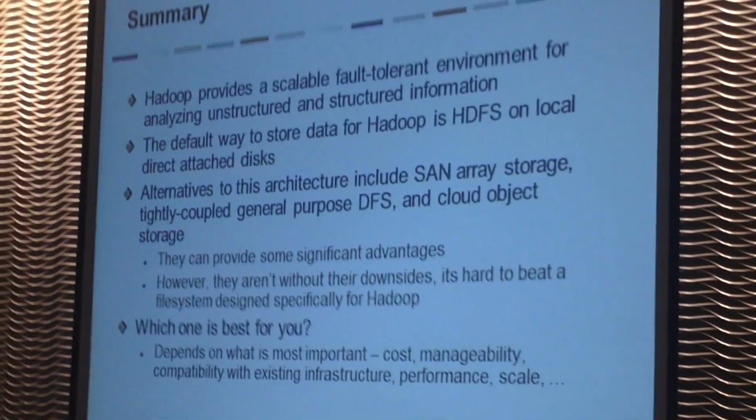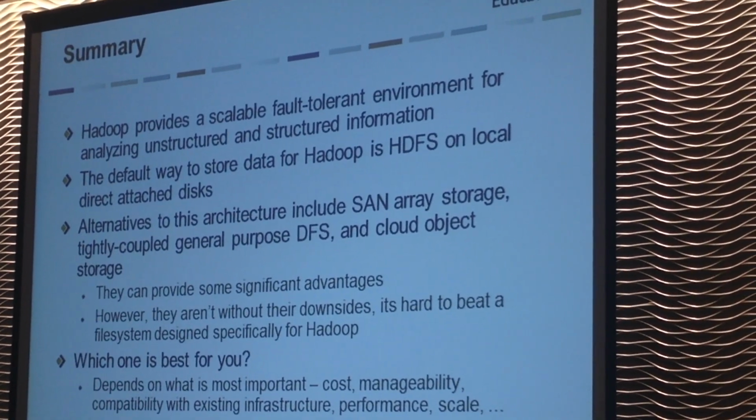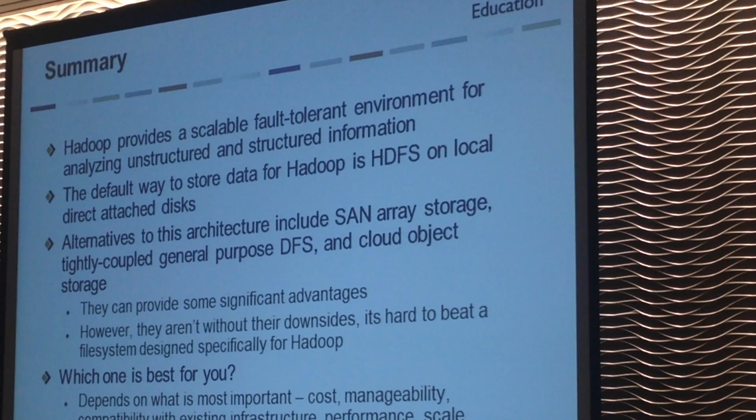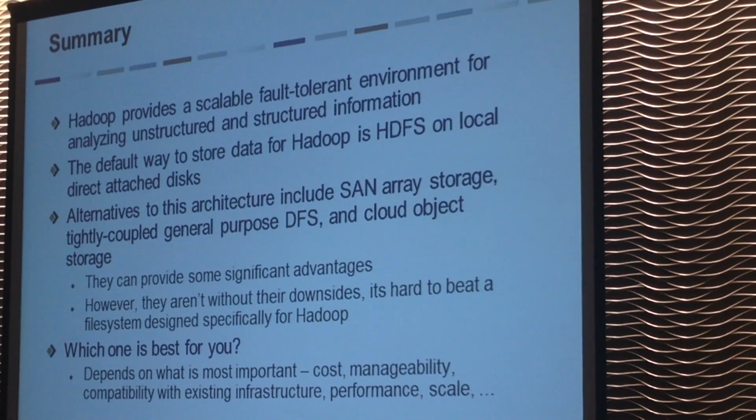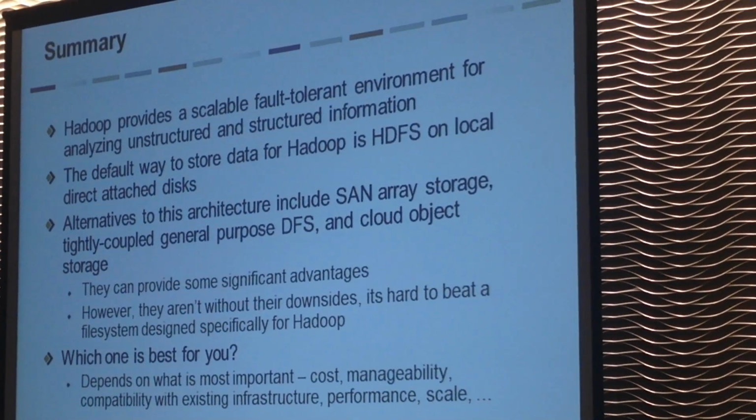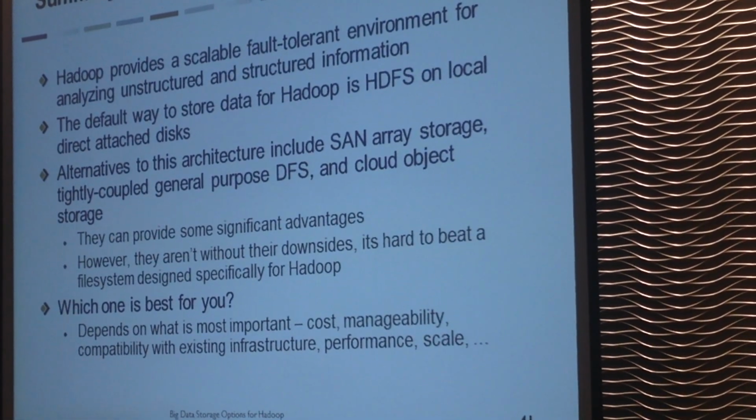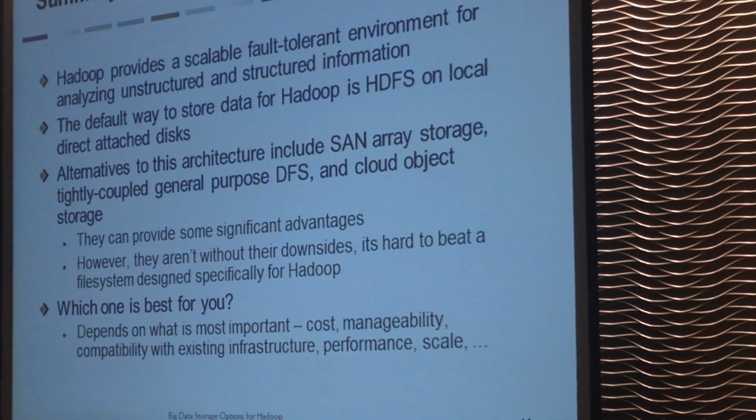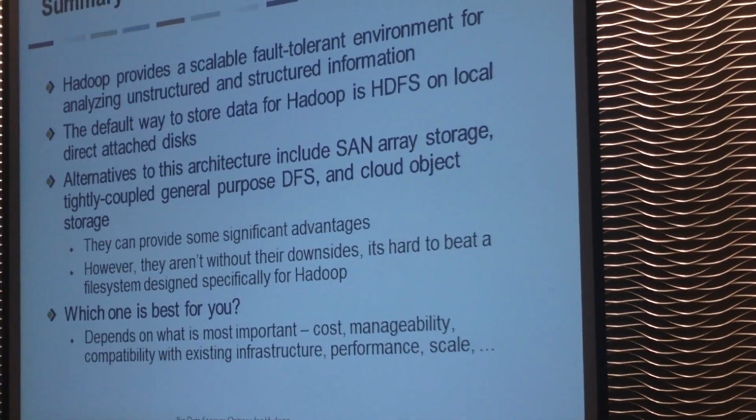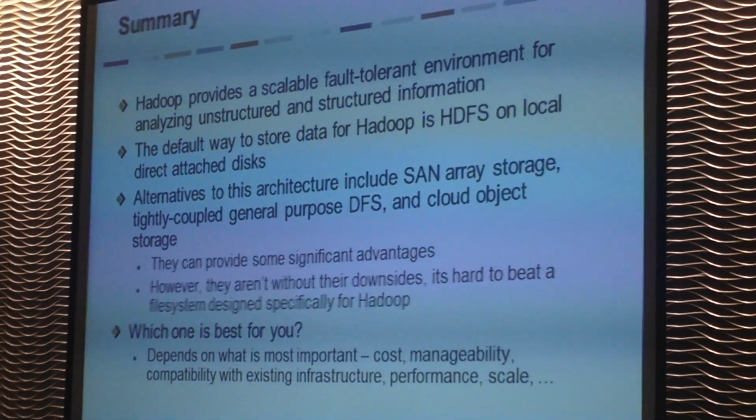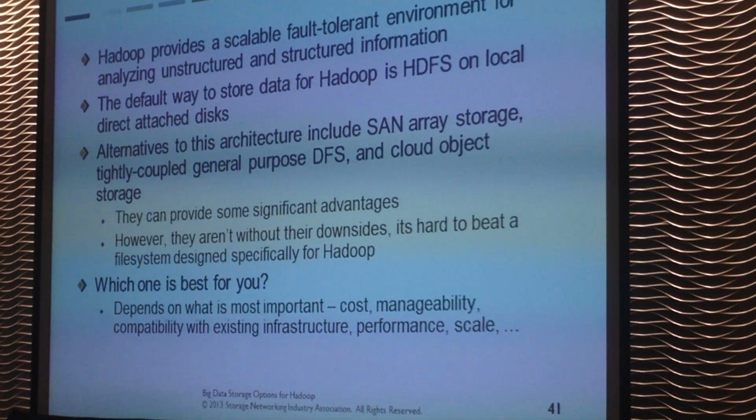So Hadoop, as I said, provides a scalable, fault-tolerant environment for analyzing data. The default way to store data in Hadoop is HDFS on local file systems, on local disks. There are alternatives to this architecture around. I mentioned SAN storage, tightly coupled general purpose distributed file systems, and cloud object storage. They can provide some significant advantages, but they aren't without their downsides, so you have to decide which one is best for your particular use case.